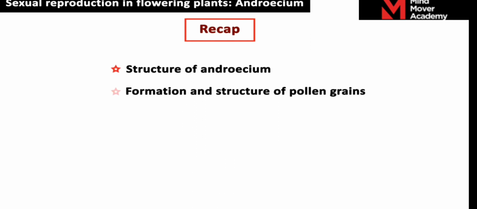So students, in this module, we discussed the structure of androecium, the formation and the structure of pollen grains, and the significance of pollen grains. In our next module, we will discuss the pistil, megasporangium, and the embryo sac.